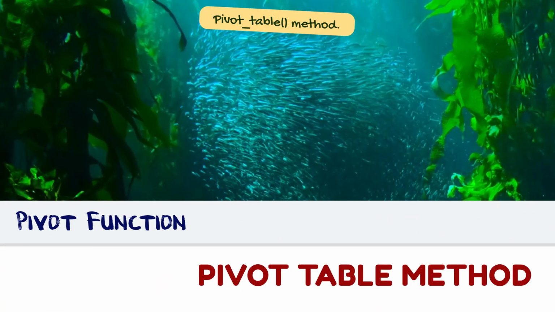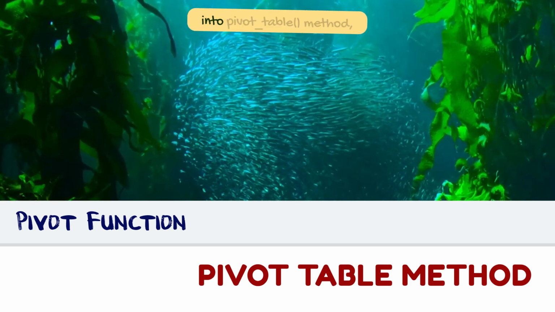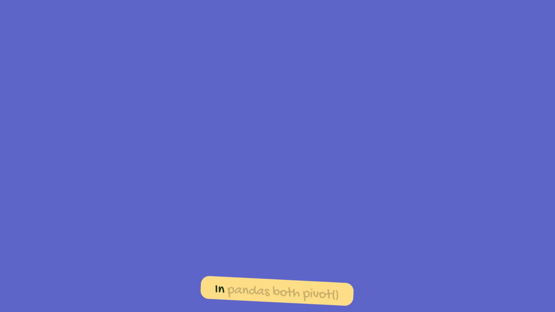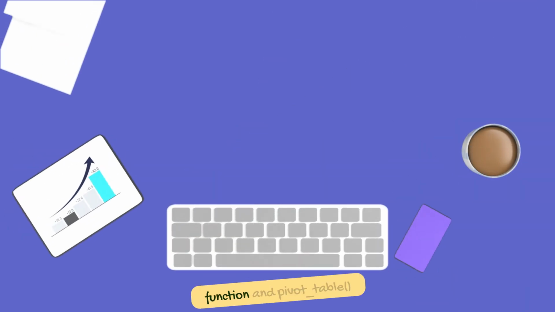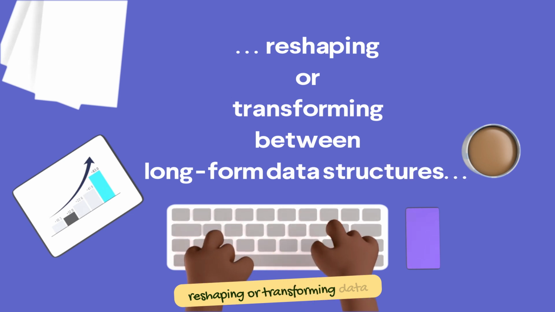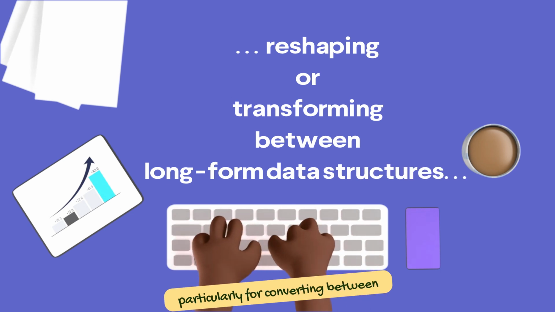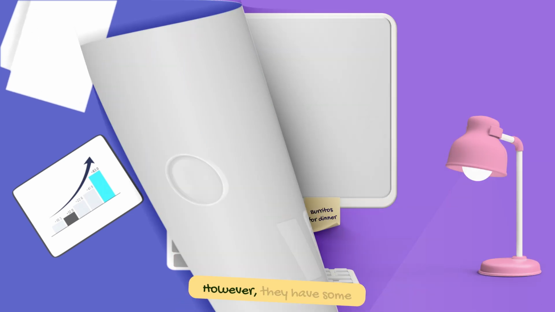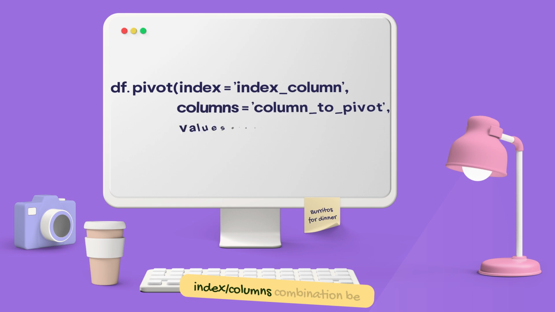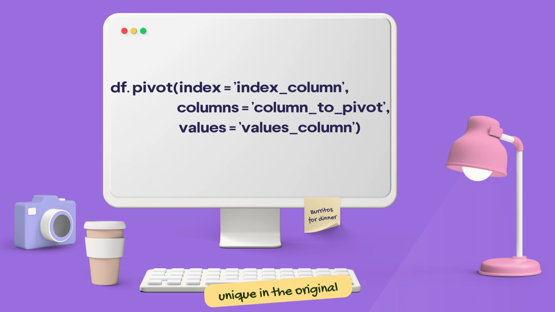Pivot table method. Before we dive deep into pivot table method, let's quickly review Pandas pivot function. In Pandas, both pivot function and pivot table method are used for reshaping or transforming data, particularly for converting between long-form data structures. However, they have some key differences. Pivot function requires that the specified index, columns combination, be unique in the original data frame. Pivot function does not allow you to specify an aggregate function.